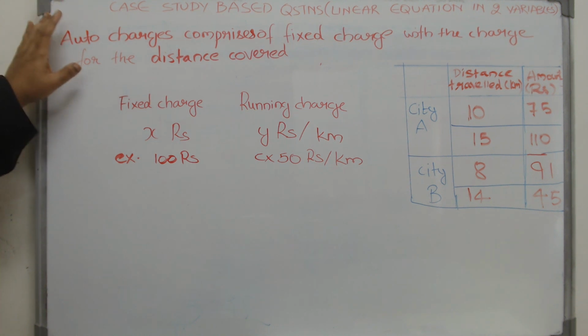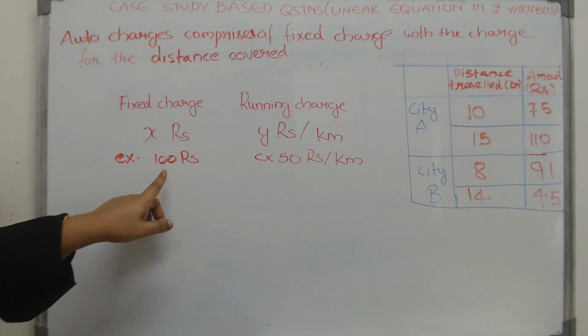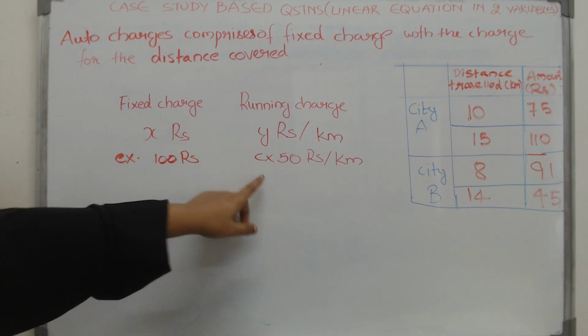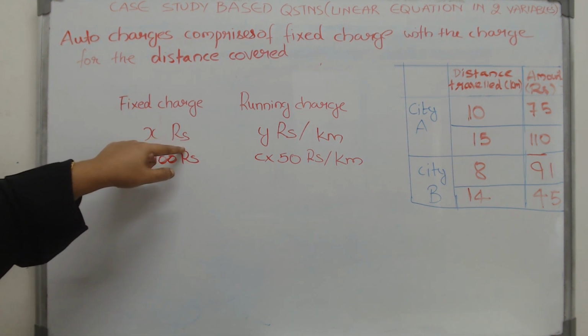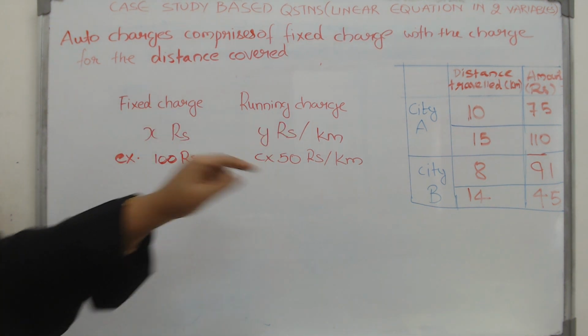is just this. Now this sentence here will tell you how the auto charges are calculated. It consists of two parts. One is a fixed charge, another is a running charge. Now you would have seen the difference in the unit, right? One is just rupees, another is the rupees per kilometer.